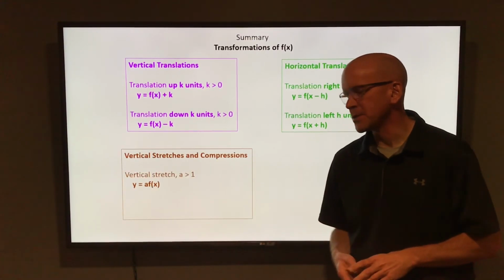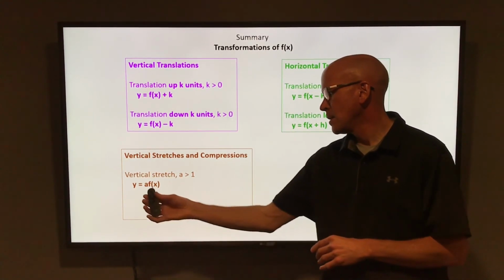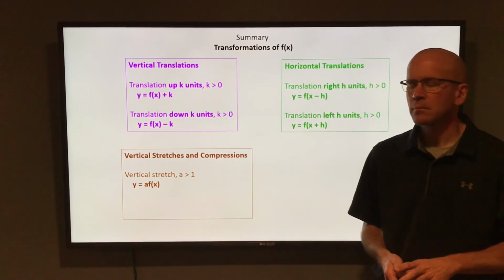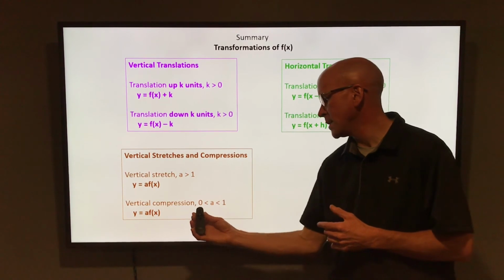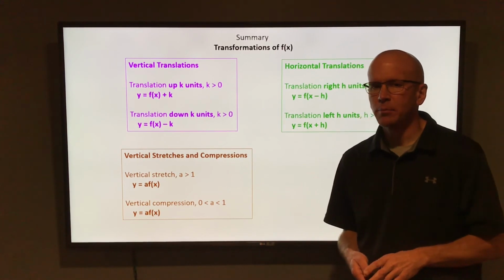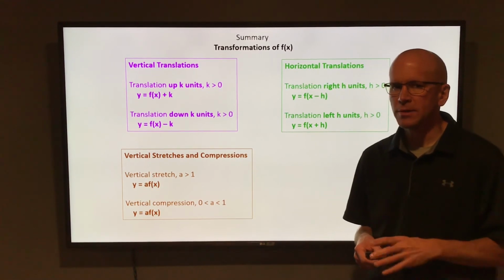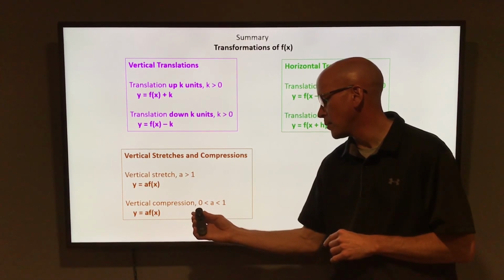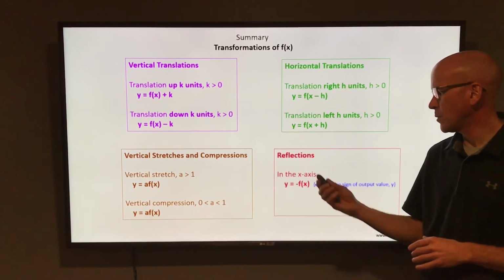Vertical stretches and compression. Stretching away from the x-axis or compressing toward the x-axis. A vertical stretch is when you multiply the y value by a number that's greater than 1. A vertical compression, on the other hand, is when you multiply the y value by a number that's between 0 and 1. In other words, a fraction or a decimal, where the fraction is not an improper fraction. If you have an improper fraction, that's going to be greater than 1. Make sure the decimal is between 0 and 1. So vertical compression is when you're multiplying the y value by a number that's between 0 and 1.